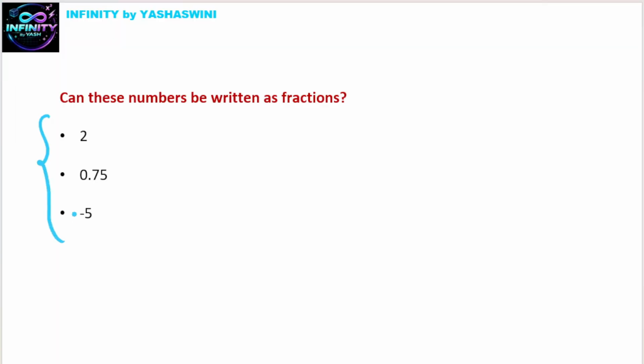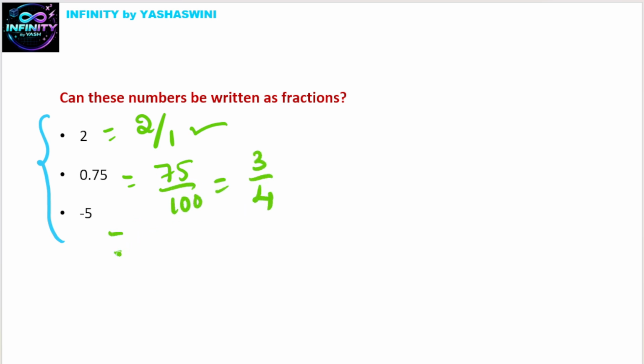Can these numbers be written as fractions? We can write 2 as 2 upon 1, 0.75 as 75 upon 100, which is equal to 3 upon 4, and minus 5 we can write as minus 5 upon 1. So these are rational numbers because we are able to represent them in the form of a fraction.